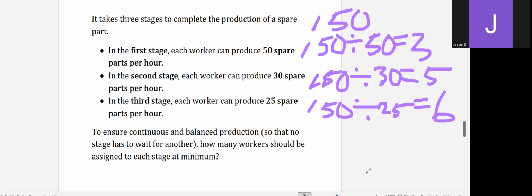But again, the question says, how many workers do we need at each stage at minimum? So at minimum, stage 1 needs 3 workers, stage 2 needs 5 workers, stage 3 needs 6 workers to keep the production continuous and balanced so that no stage has to wait for the other.